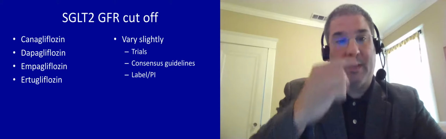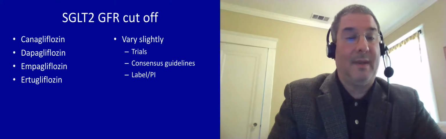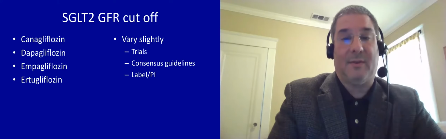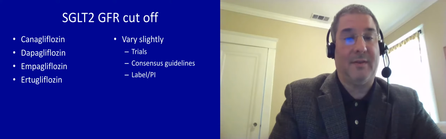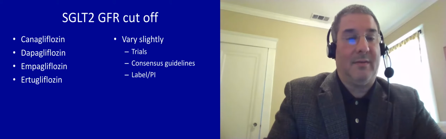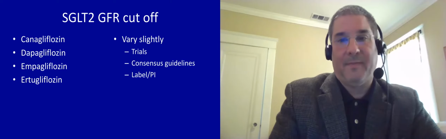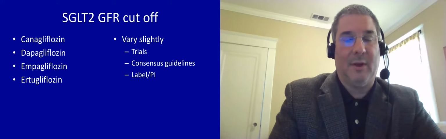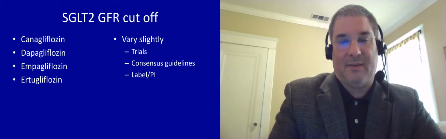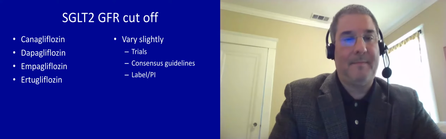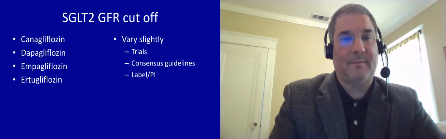The agents probably don't work as well once the GFR drops too low, and it increases the risk of problems if they're started at a lower GFR. So you need to review the GFR cutoffs for these agents. They vary slightly. The current trials and consensus guidelines are starting to allow us to go lower, 45, 30, but that doesn't mean that that's on label. You'll hear more about that, I think, later this morning.